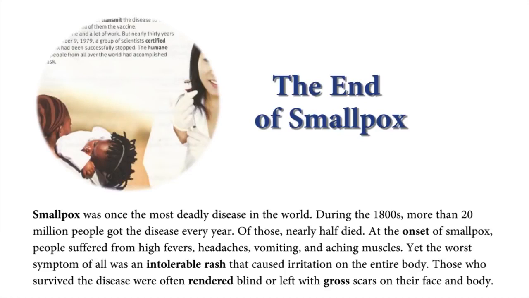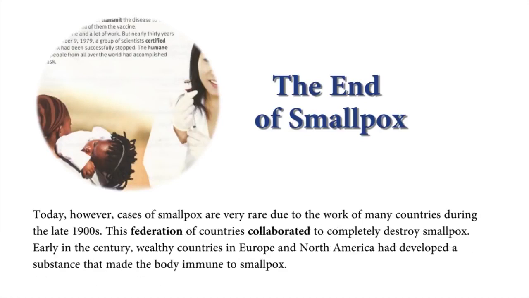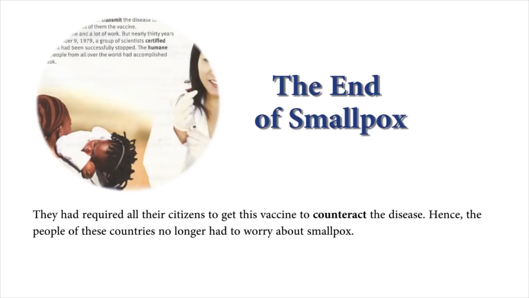Those who survived the disease were often rendered blind or left with gross scars on their face and body. Today, however, cases of smallpox are very rare due to the work of many countries during the late 1900s. This federation of countries collaborated to completely destroy smallpox. Early in the century, wealthy countries in Europe and North America had developed a substance that made the body immune to smallpox. They had required all their citizens to get this vaccine to counteract the disease.